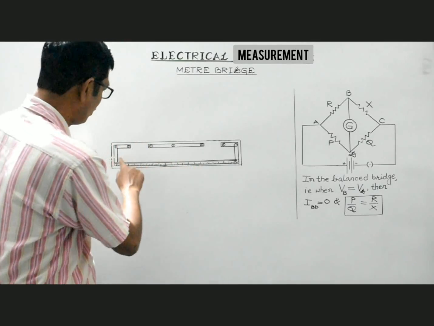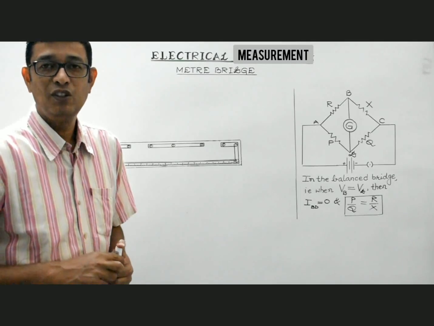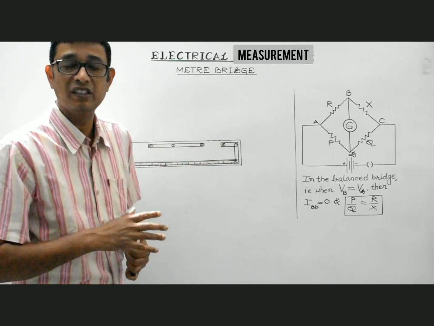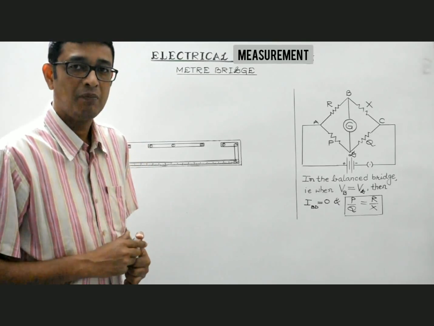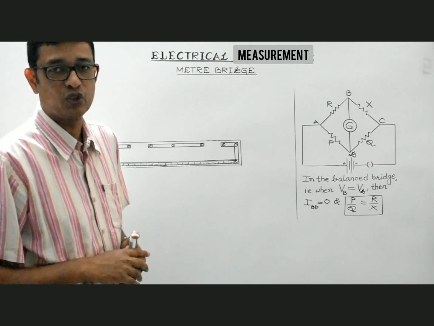So these are the two properties which a standard resistance wire must possess. Here we make use of 1 meter length of standard resistance wire. That is the reason why, students, the slide wire bridge is also known as the meter bridge, because it consists of 1 meter length of standard resistance wire.